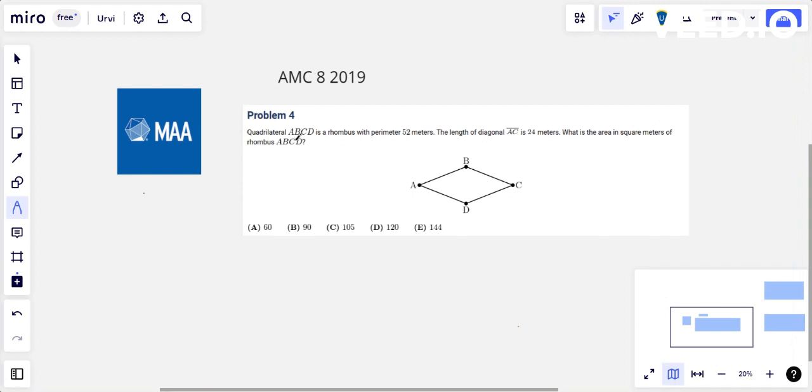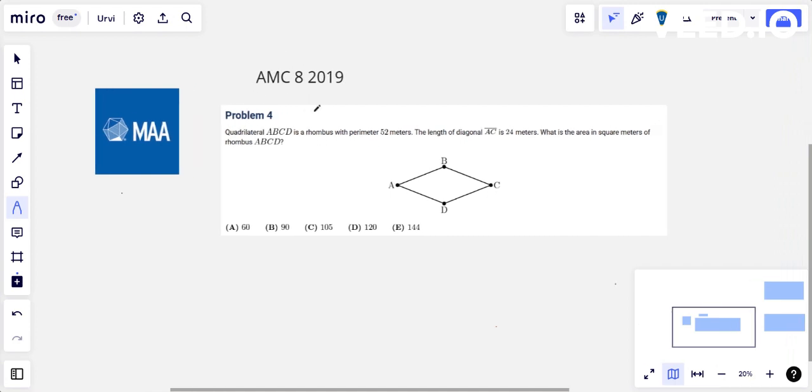So, problem number 4. Quadrilateral ABCD is a rhombus with perimeter 52 meters. The length of diagonal AC is 24 meters. What is the area in square meters of the rhombus ABCD?